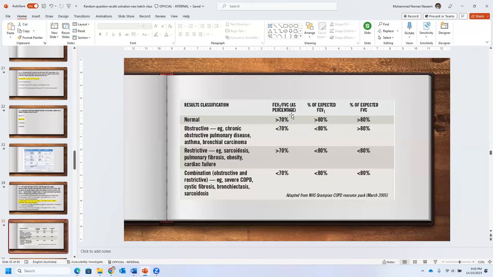In restrictive, the FEV1 to FVC ratio will be more than 70, whereas FEV1 will be less than 80, same as that of the COPD patients. Combination will have similar results to that of the COPD, but FVC will be less than 80% if it is having somewhat a restrictive pattern in it.